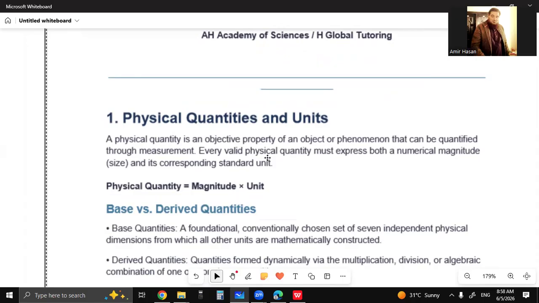A physical quantity is an objective property of an object or phenomenon that can be quantified through measurement. Every valid physical quantity must express both a numerical magnitude, size, and the corresponding standard unit.